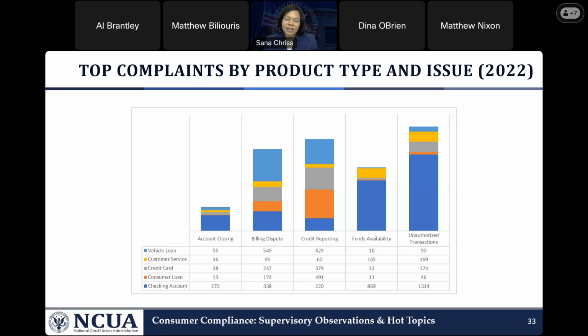Now, if we take a look at those products and examine what sort of issues or problems consumers are having, we'll find that the top 5 issues involve account closing, billing disputes, credit reporting, funds availability, and largely unauthorized transactions. It's interesting to note that when we look at the unauthorized transactions column, the largest product complained about has to do with consumers' checking accounts. And that makes sense as it correlates to increasing concerns with unauthorized transactions under Reg E.